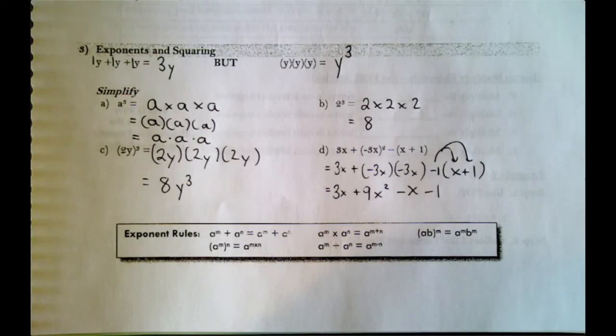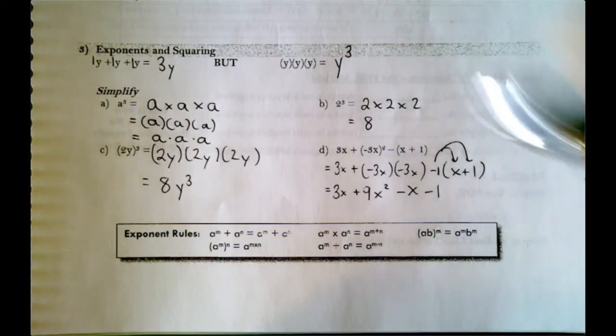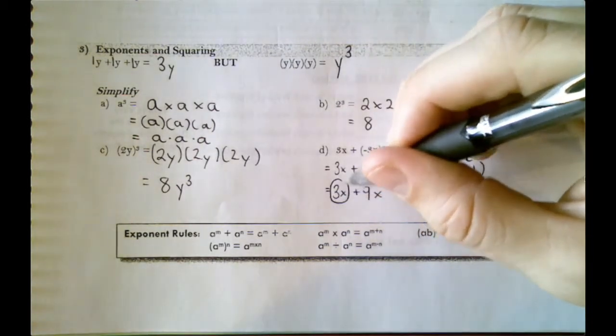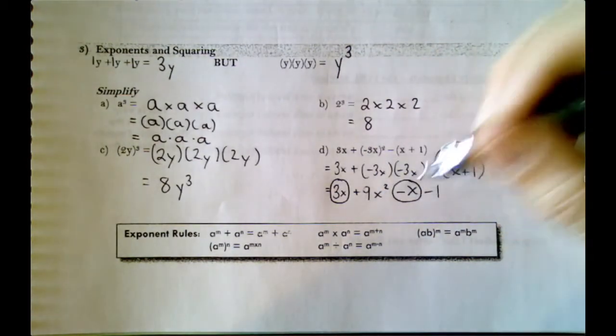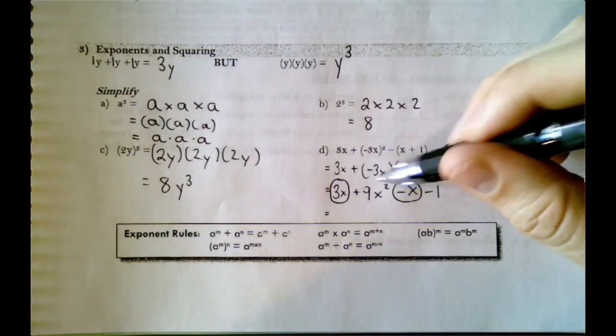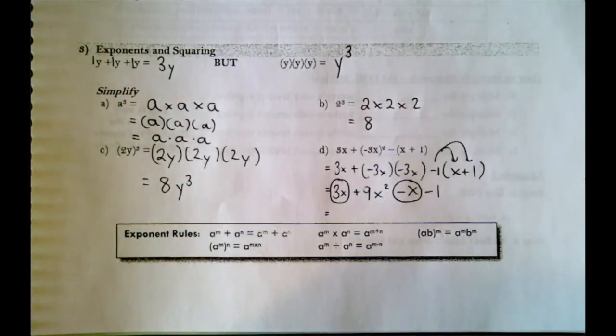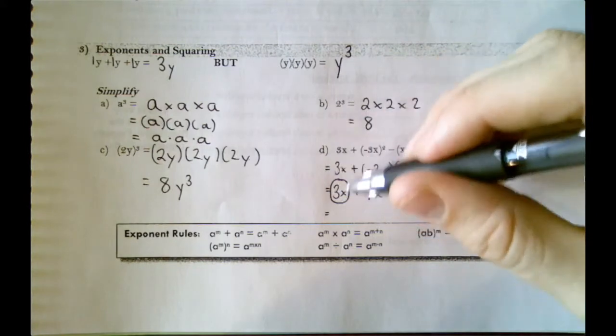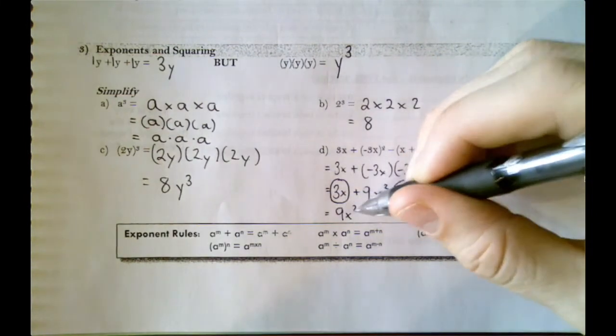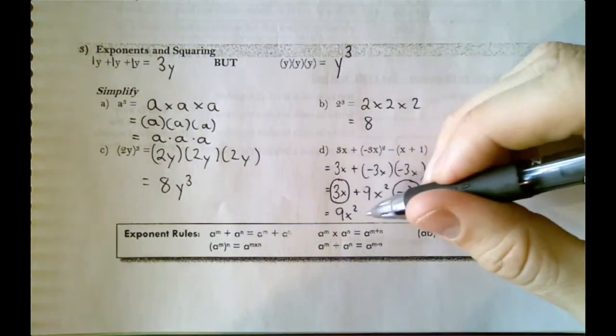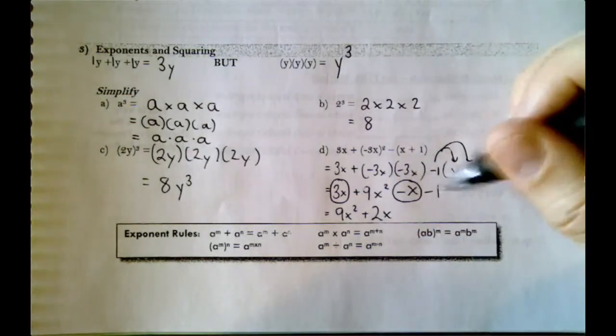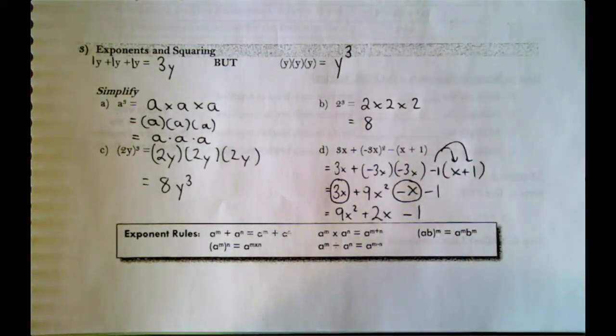And now our last step is to look for like terms. Do we have any like terms? Well, we've got 3x and we've got a minus x. Those are like terms. The x squared doesn't have another x squared in our expression, and the 1 doesn't have any other numbers in the expression. So I'm going to write my 9x squared down. 3x minus x is 2x. And negative 1 is by itself, minus 1. So a little review of exponents, collecting like terms, and distributive property.